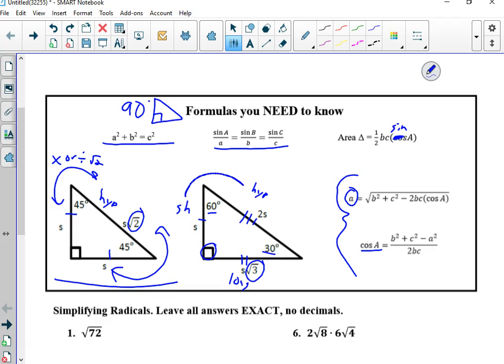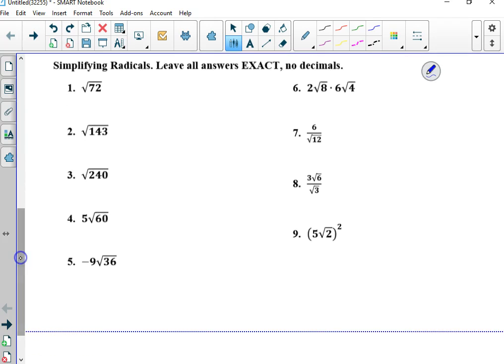When you're going from short to hypotenuse, you're going to multiply or divide by 2. That's the 2s. When you're going back and forth between the short and the long, you're going to multiply or divide by radical 3. Now when you divide by radical 3, you'll have to rationalize.